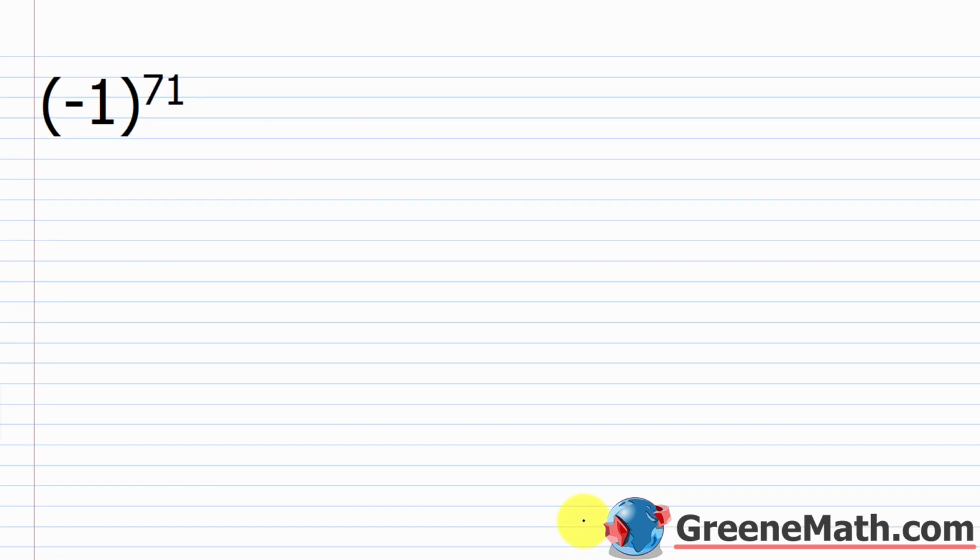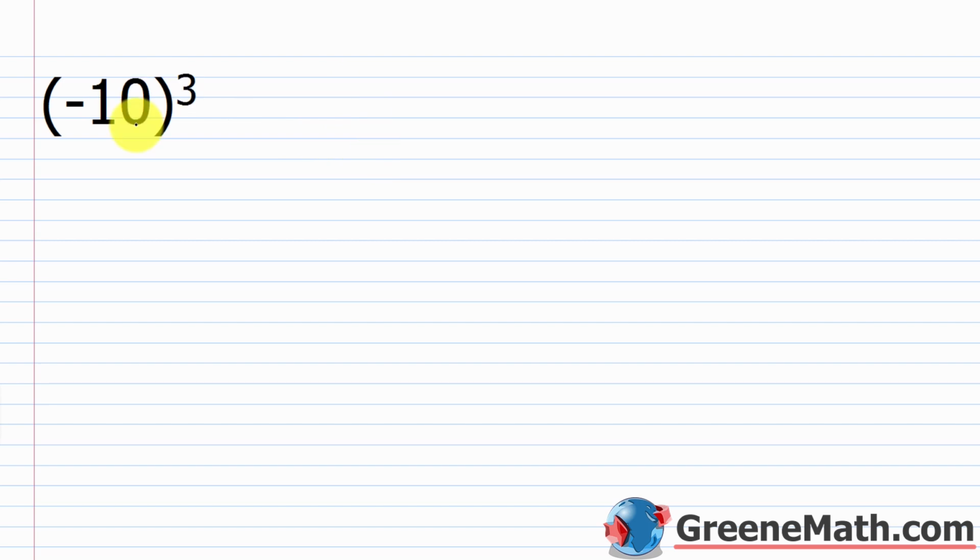What about negative 1 to the power of 71? Well, my negative 1 is enclosed inside of a set of parentheses, but my exponent is odd. So I would have an odd number of negative factors. Now that would give me a negative result. And I would just think about 1 to the 71st power is just 1. So I'd end up with negative 1 as my answer.